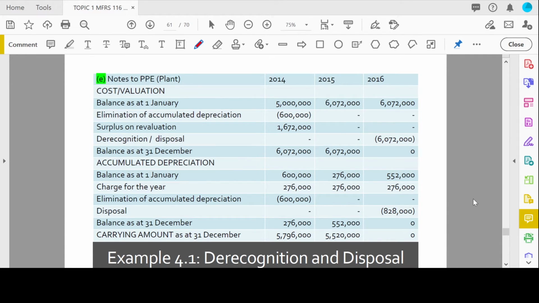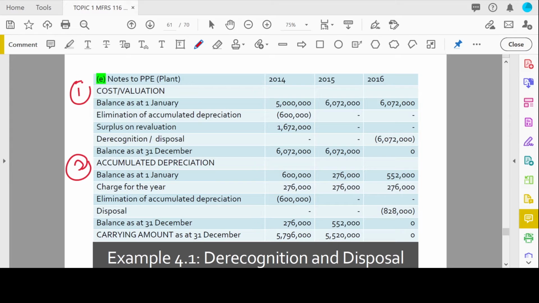What are the elements that we disclose in notes to PPE? Notes to PPE can be divided into three sections. The first one is the cost or valuation. Why valuation? Because if the company adopts the revaluation model, the cost could be replaced by the revalued amount. So it can be cost, it can be valuation. The second section in notes to PPE is the accumulated depreciation.